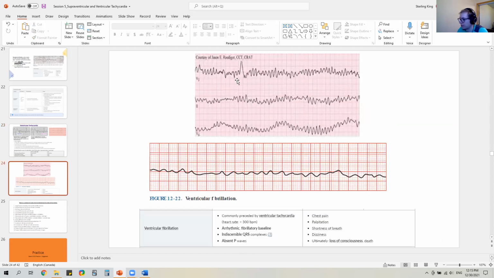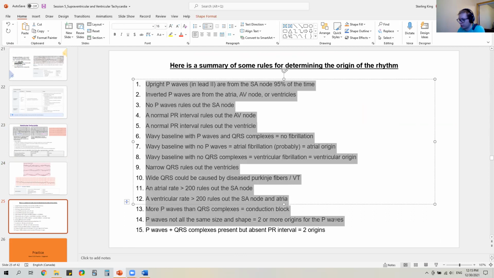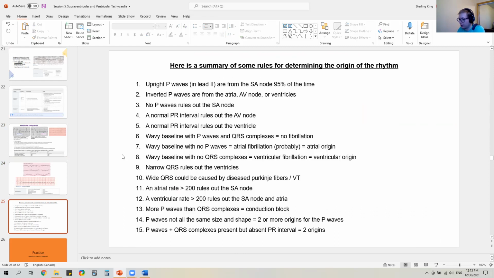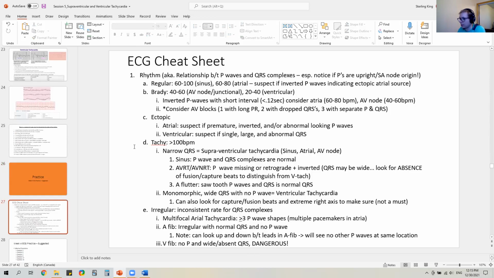Again, this is ventricular fibrillation now. You can see it's completely disorganized, and it just looks like a wavy line. This is just the rules again for determining the origin of the rhythm. You can look through this on your own time; I believe I discussed it in an earlier video. So we're on to practice.